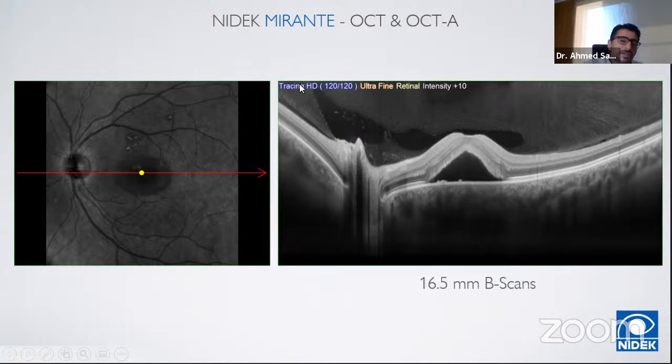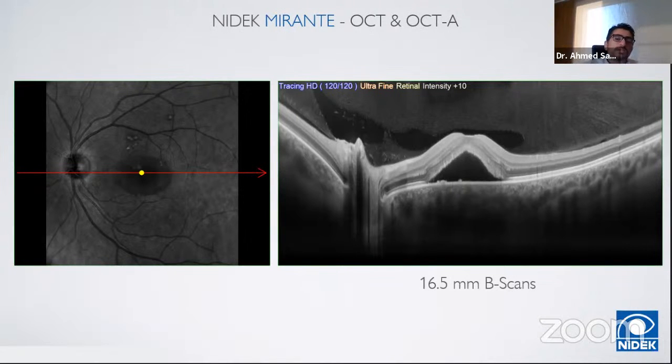We have another feature that is not new in the Meranti, however, it was incorporated in all the OCTs introduced by Nidek, where you can choose the sensitivity of the device, which actually refers to the speed that you will be using. Because by default in any OCT, the higher the speed, the lower the quality, and the lower the speed, the better the quality.